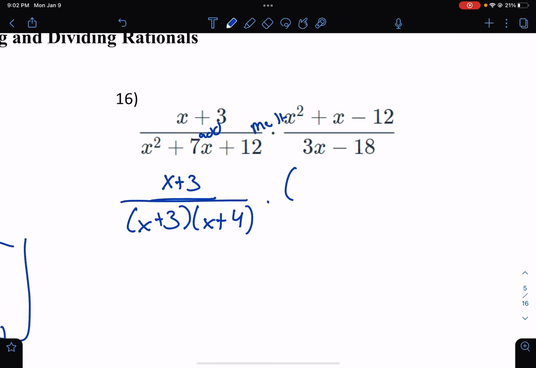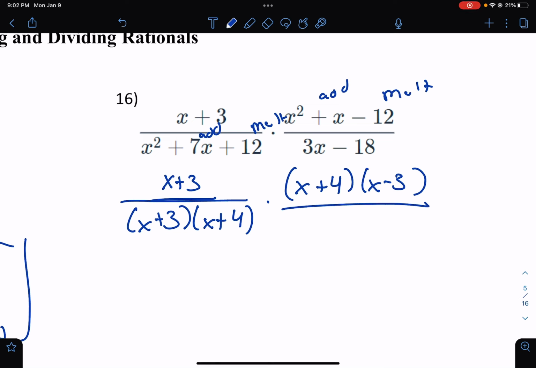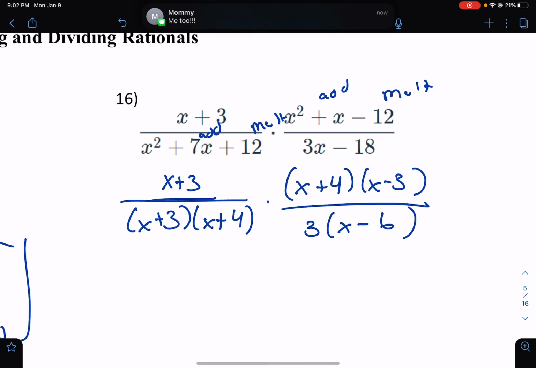And then I've got x plus 4, x minus 3. Again, what multiplies to negative 12, adds to 1? All right. And then on the bottom here, I've got a GCF of 3. So I'm going to take a 3 out and I get x minus 6. All right.